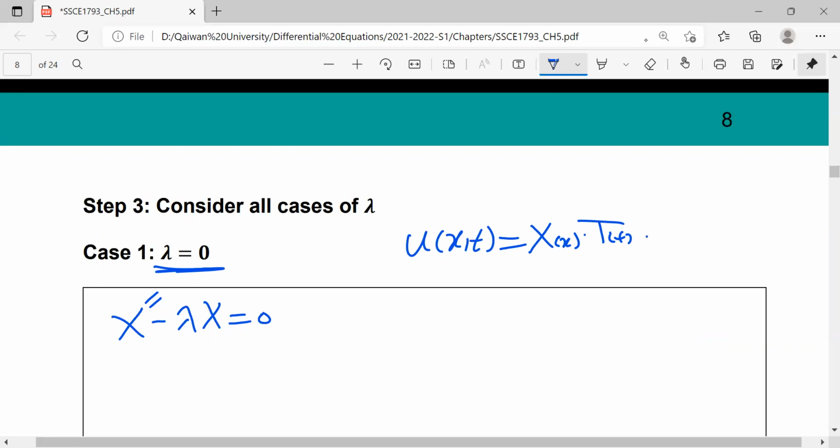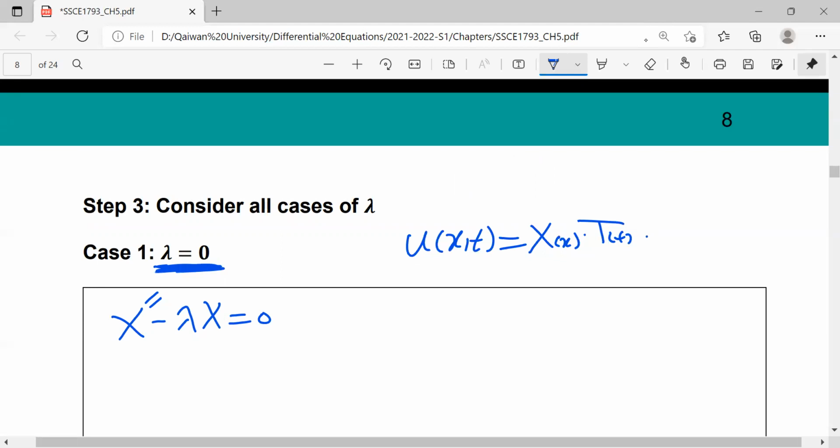To find the solution, I mean u of x,t, we must find a non-trivial solution. That means it must not be 0. If u of x,t equals 0, this is a trivial solution. We don't need that. We need a non-trivial solution. We have three different values for lambda. It could be positive, it could be 0, and it could be negative.